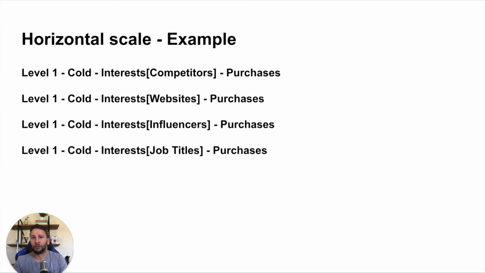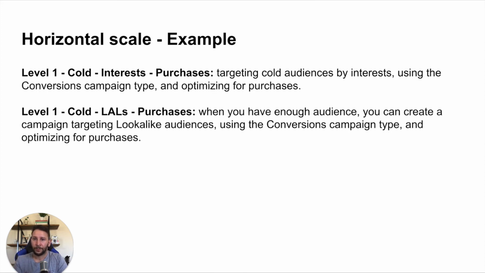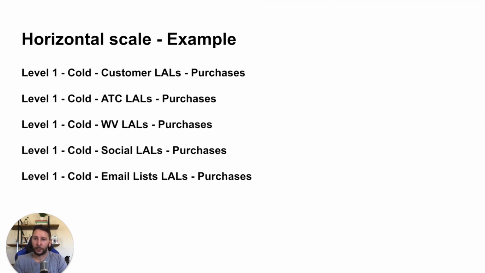And by the way, if you haven't checked the audience or avatar creation video, check it out, because it will help you with all this. So basically, you're turning one campaign, the interest campaign you saw here, into four. And the lookalike campaign you see here, you're turning them into five or more.